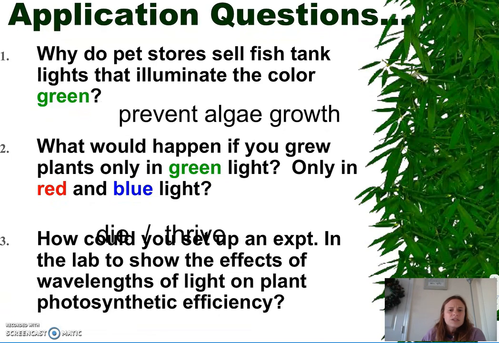Here are some application questions. Why do pet stores sell fish tank lights that illuminate green? That prevents the algae growth, right? Because green is reflected back. It's not absorbed. If it's not absorbed, minimal photosynthesis is going to occur. What would happen if you grew plants in only green light? They're going to die. In only red and blue light, you would expect them to thrive.